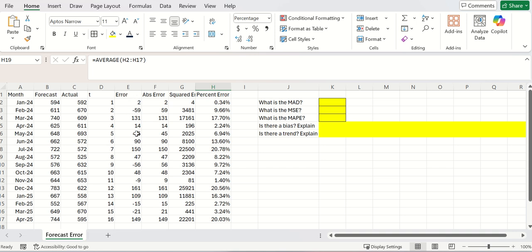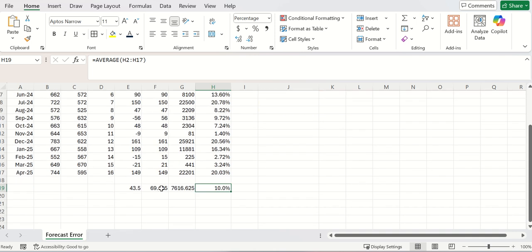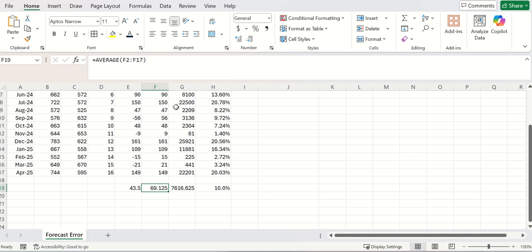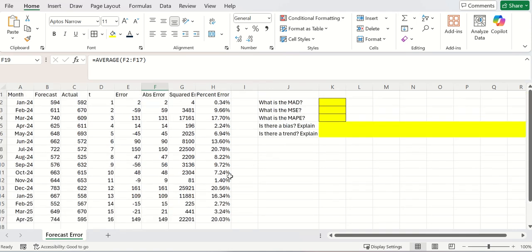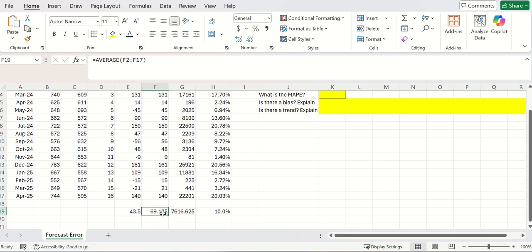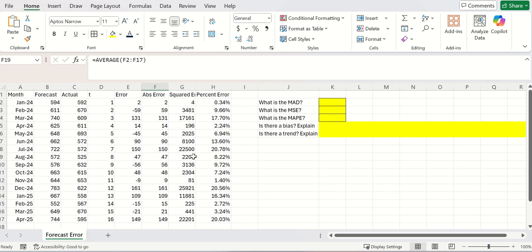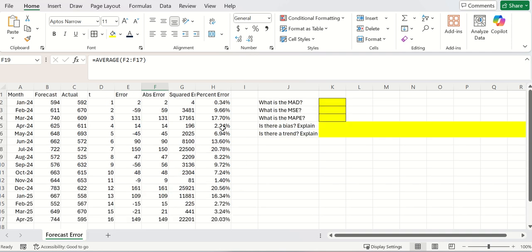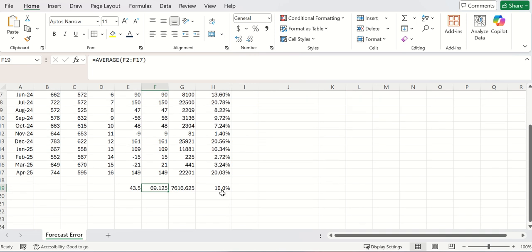Error and deviation are often put in here. The MAD says that the average of all of our deviations is 69.12. That means on average, we are 69 points either above or below what the actual value was. The squared error, again, here's the squared error. The mean squared error is just the average of it. And then the mean absolute percent error takes each one of these months and breaks it down.